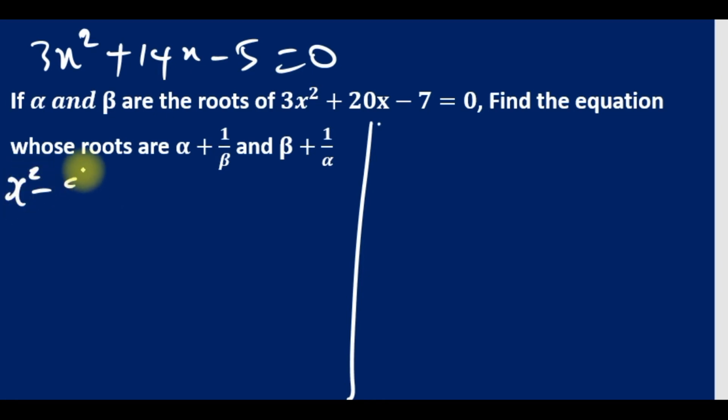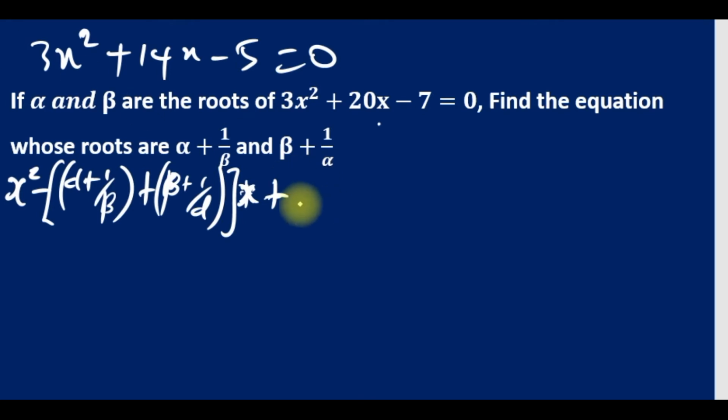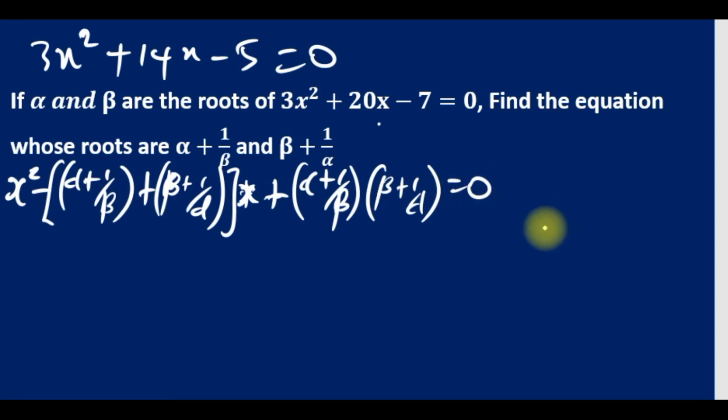of the roots, where the roots are alpha plus 1 over beta and beta plus 1 over alpha. So this is the sum, plus x. Remember not to forget, plus product of the roots. The product is alpha plus 1 over beta times beta plus 1 over alpha, equal to 0. So let's expand.